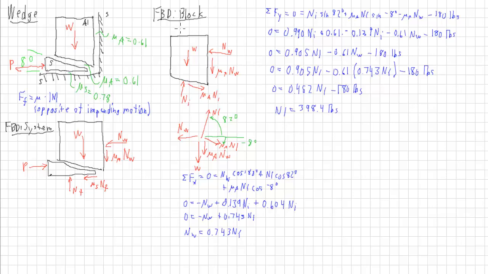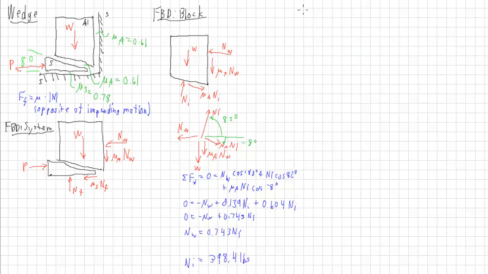Okay, that was for the free body diagram of the block. But now we have the normal force that is exerted on the wedge. So when we go to the wedge, it will only have two unknowns, P and the normal force at the floor. I'm going to write our conclusion for Ni down at the bottom here, and then erase so we can get a little more space for our wedge.